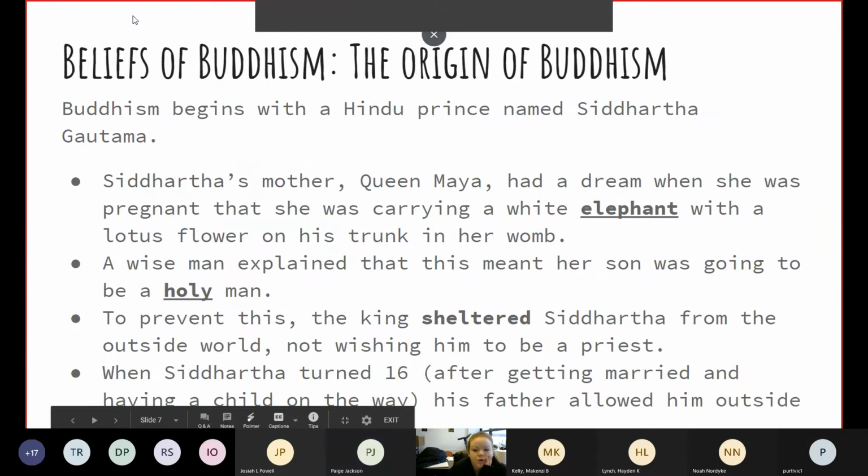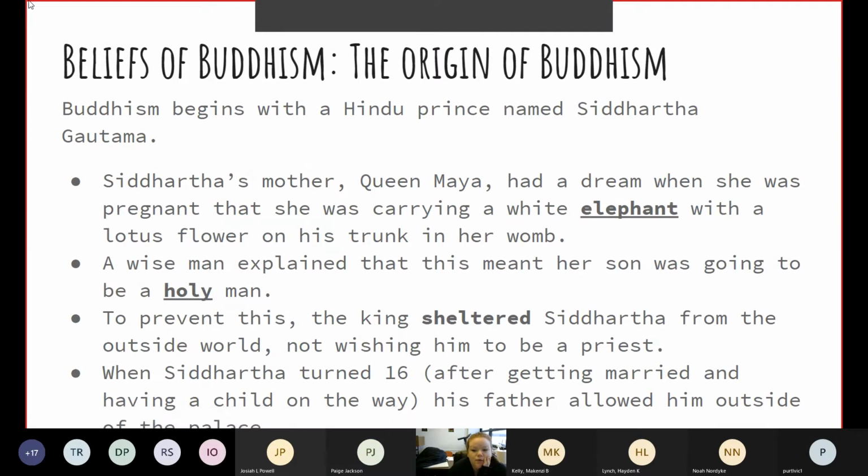So the beliefs of Buddhism, and how it began, the origin of Buddhism. Buddhism begins with a Hindu prince named Siddhartha Gautama. Siddhartha's mother, Queen Maya, had a dream when she was pregnant that she was carrying a white elephant with a lotus flower on his trunk in her womb. So she had this vision that she was pregnant with an elephant holding a lotus flower. Does that sound a little odd to you guys? Sounds a little odd to me.